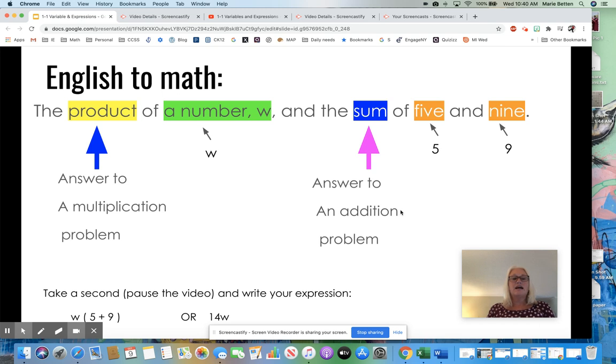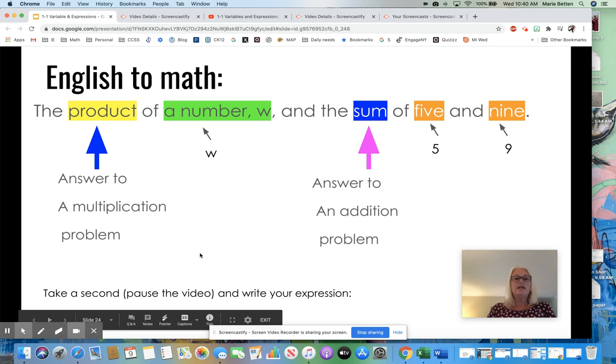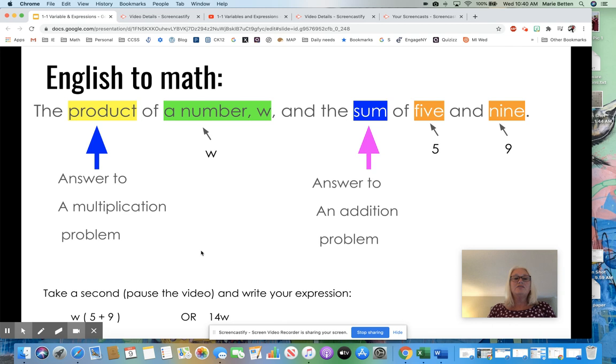A few of the answers that I came up with: w(5 + 9). Remember, something written next to parentheses means multiplication. I had to put 5 plus 9 in grouping symbols so that I knew it was the sum of these two elements right here. Some of you, I'm sure, went a step further, distributed and combined like terms to end at 14w.